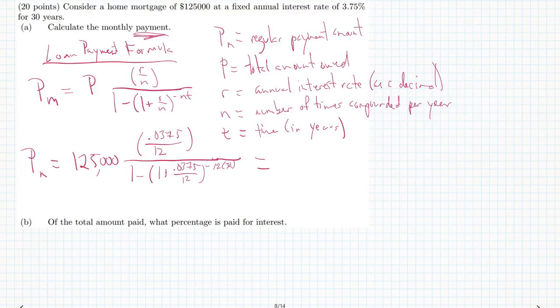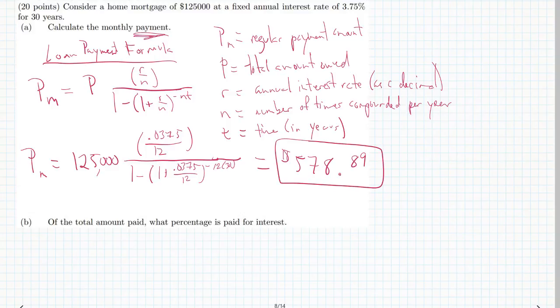So if we do this whole thing, and I'll round it to the nearest cent, our monthly payment is $578.89. Okay, so that's our first part. Now here's what I really want you to realize: how much does that cost us? Most people say, okay, that's cheap. I can afford that. I can get a home for that price. Everything's hunky-dory. Well, let's check, out of the total amount paid, what percentage is paid for interest.